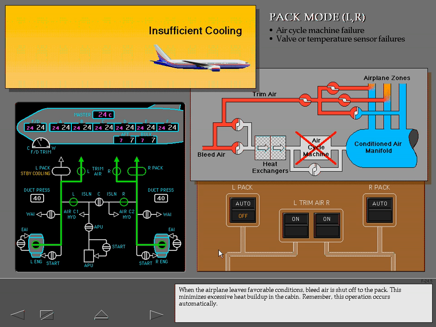When the airplane sees favorable conditions, bleed air is shut off to the pack. This minimizes excessive heat buildup in the cabin. Remember, this operation occurs automatically.